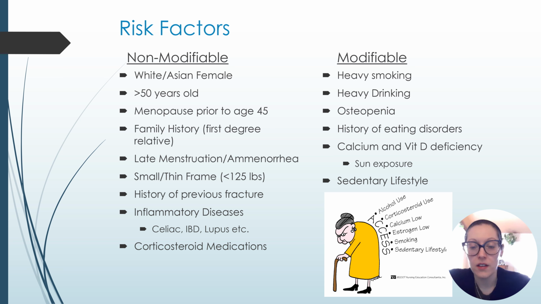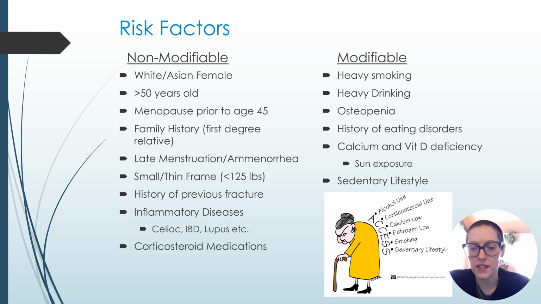If you have a small, thin frame for most of your adult life, being under 125 pounds, any history of previous fracture, this bullet point here is really with regards to repetitive stress fractures that may have been sustained with sports like running, even dance or gymnastics. So those types of fractures in younger years can predispose you to development of osteoporosis.